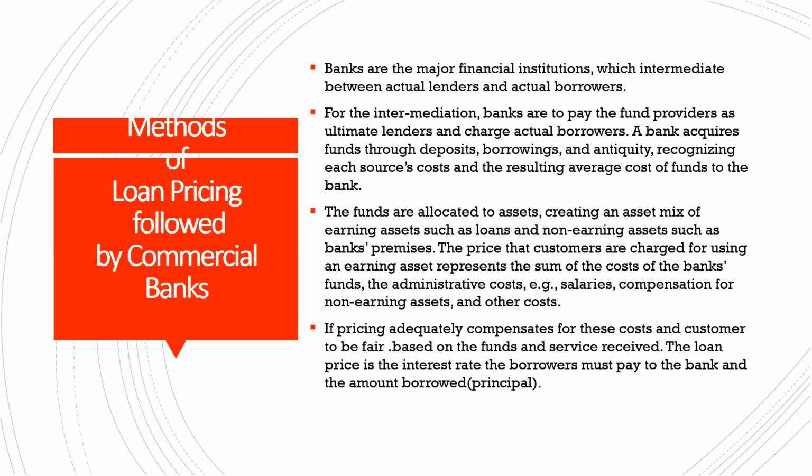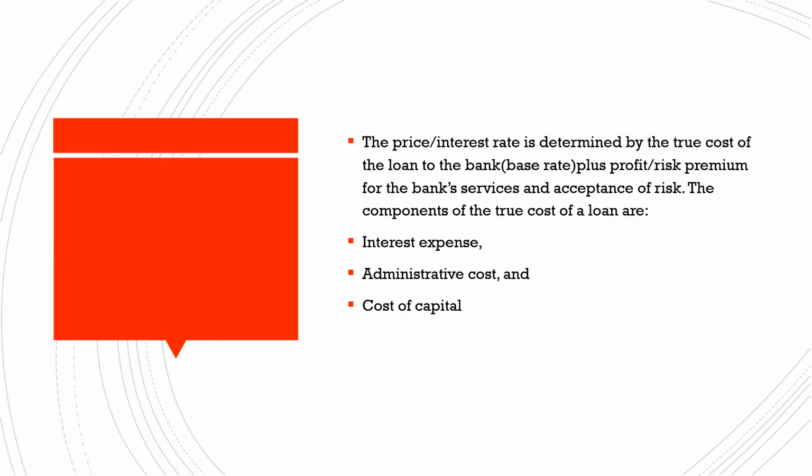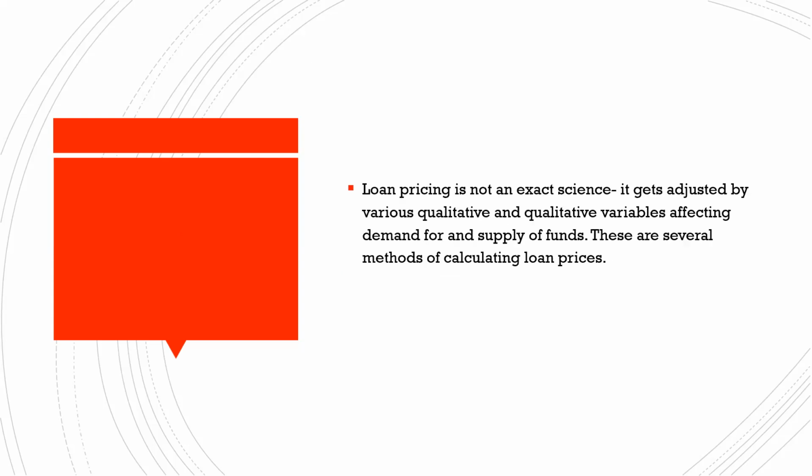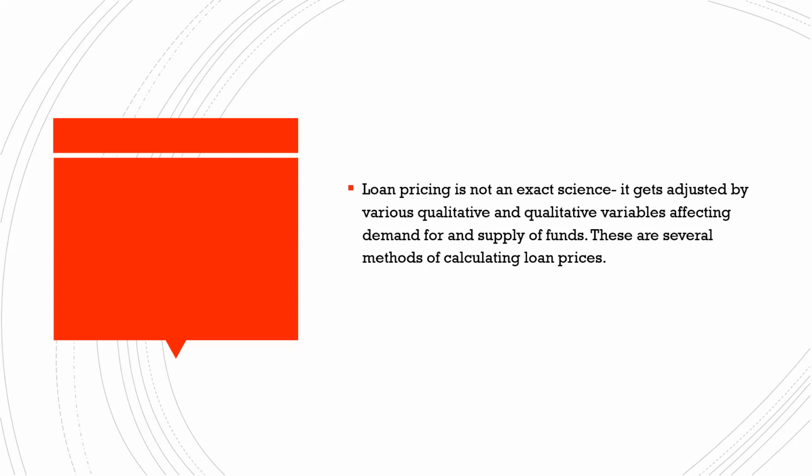So there are various methods for loan pricing. These are the components: the interest expense, the administrative cost of capital. So we have this formula of pricing. How can we do the pricing of a loan? The interest rate is the base rate plus risk premium. I've already told you about the base rate. Let's suppose there is a base rate, a standard rate, plus risk. Whatever risk a person is taking, we will charge it as a risk premium. That equals the price, the interest of the loan.